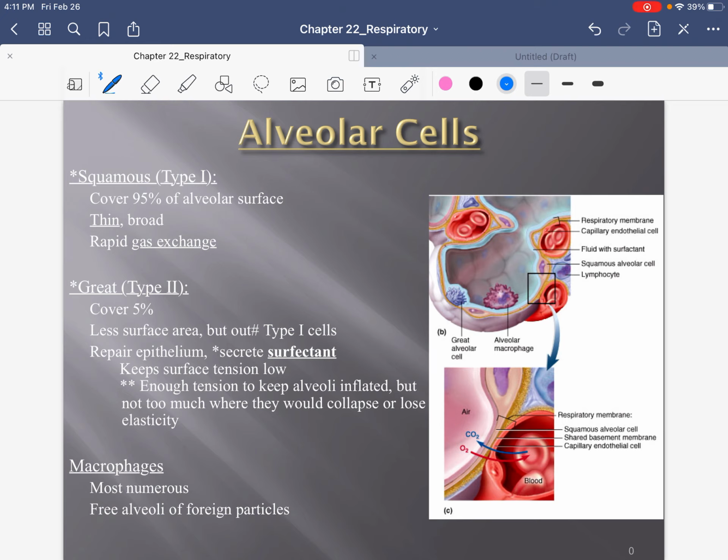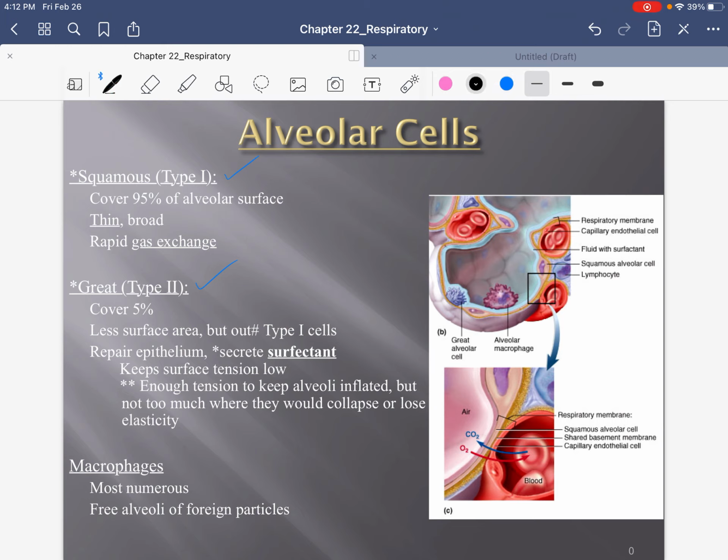Okay, so not only do we need to talk about the tissue that lines the alveolar membrane, which as we know is simple squamous epithelial tissue, there's also some specialized cells that line the alveoli. We have type 1 or squamous cells, and we have type 2 or great cells. You need to know these. Make them your friends. They're really important.